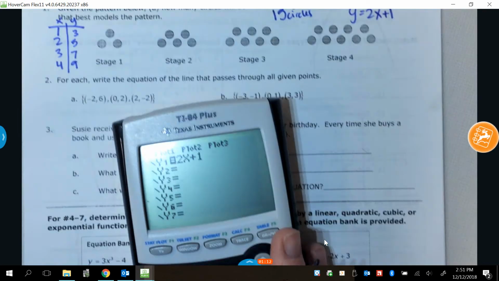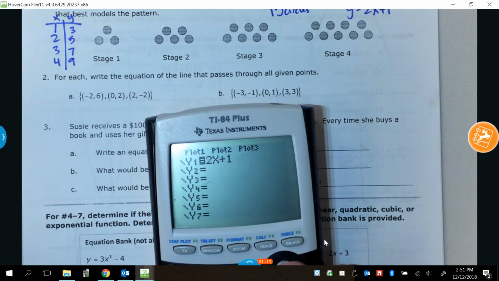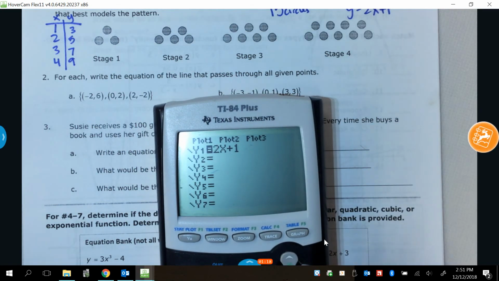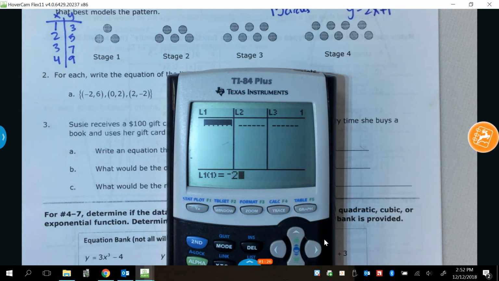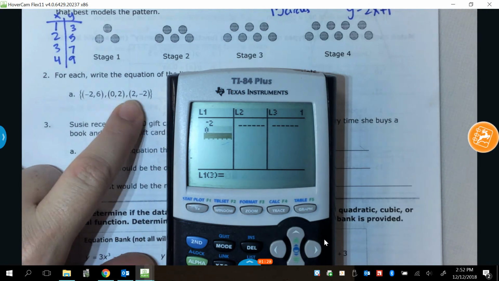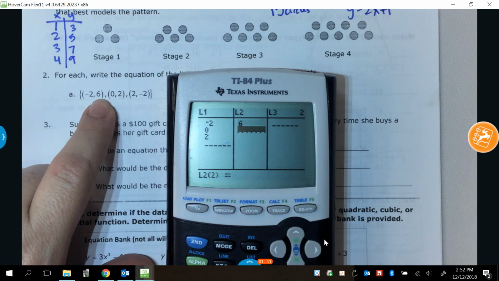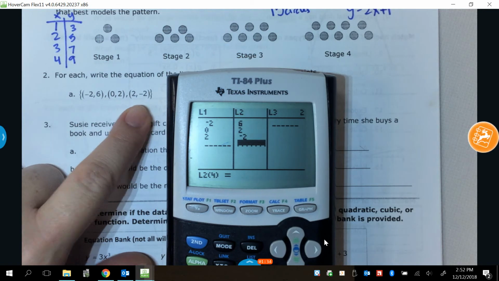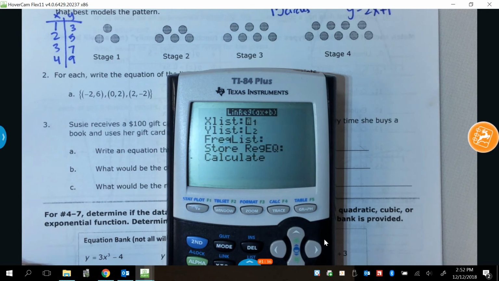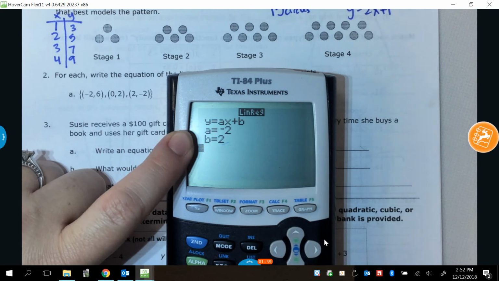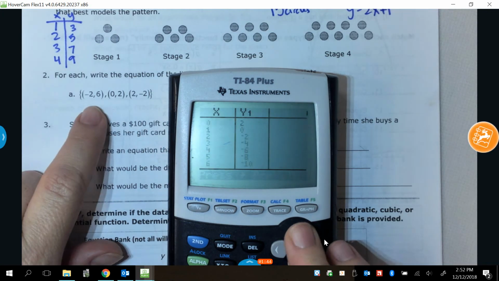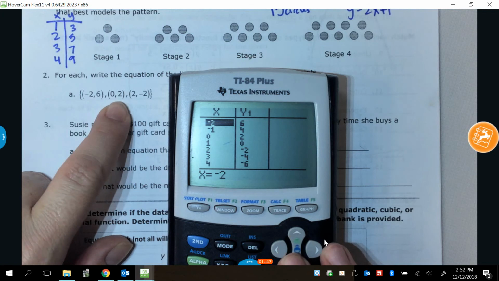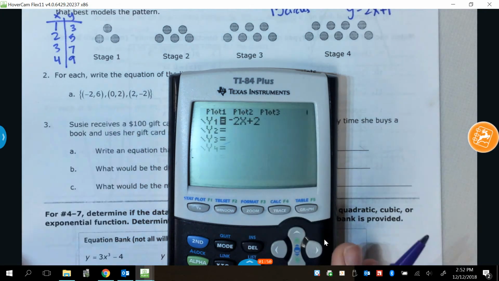Okay, this next one says write the equation of the line that passes through all given points. Again, let's do it in stat. So second plus 7, 1, 2. Stat, enter. Negative 2. I'm typing just the x's right now, and now the y's. 6, 2, negative 2, and I'm going to do stat right. Let's test linear first. So this gives me negative 2x plus 2. Negative 2x plus 2, second graph. Let's see if these points are in there. Negative 2, 6, 0, 2, 2, negative 2. So that's my equation, negative 2x plus 2.